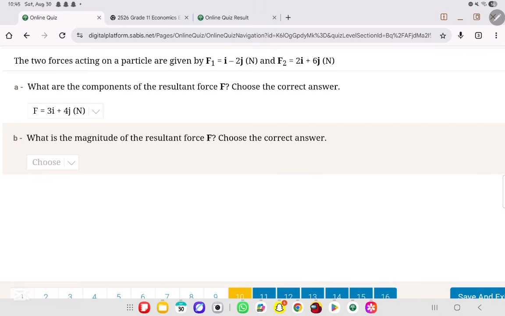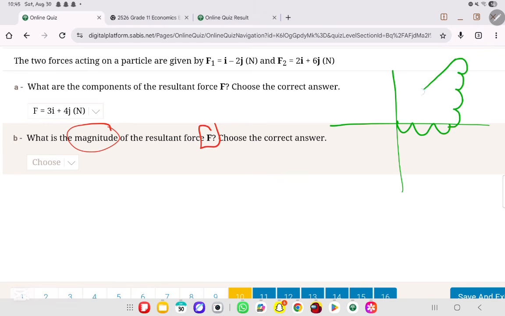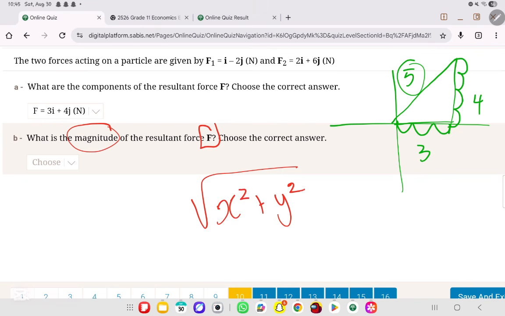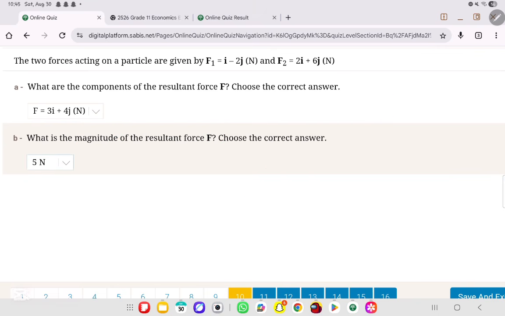Now, they're asking for the magnitude of the resultant force F. You can do this in many ways. You can plot it, where i is x, so move 1, 2, 3 along the x and 1, 2, 3, 4 along the y. This is a right triangle, where this is 3 and this is 4. You can do the Pythagorean theorem. 3 squared plus 4 squared will give us 5. This is one way, and from this we got the equation, radical x squared plus y squared. So in this case it's radical 3 squared plus 4 squared, which is 5. And don't forget the units, which is Newton.